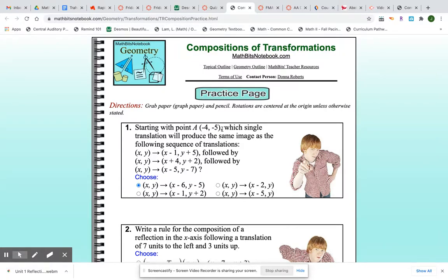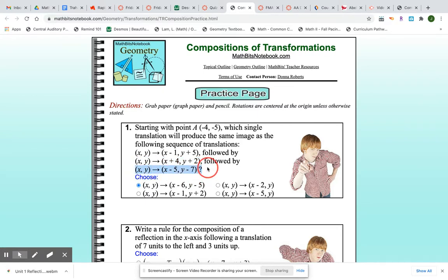So this says, starting at this point right here, which single translation will produce the same image as the following sequence of translations. So this is telling you to do this first. So I would subtract a 1 from the -4, and I would add a 5 here. After I get a new A prime, that then wants me to do this to my new point. After I get a new A double prime, it then wants me to do this.